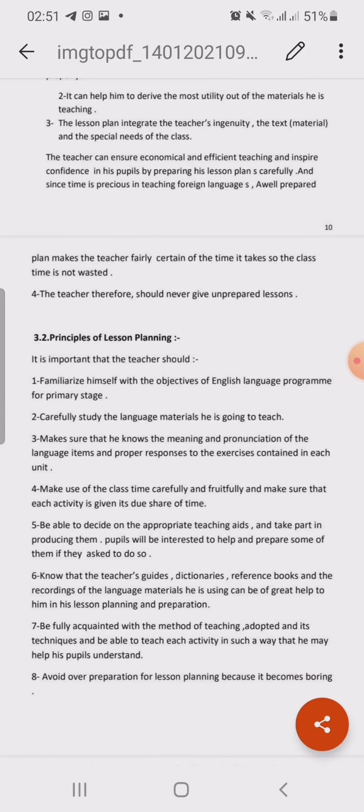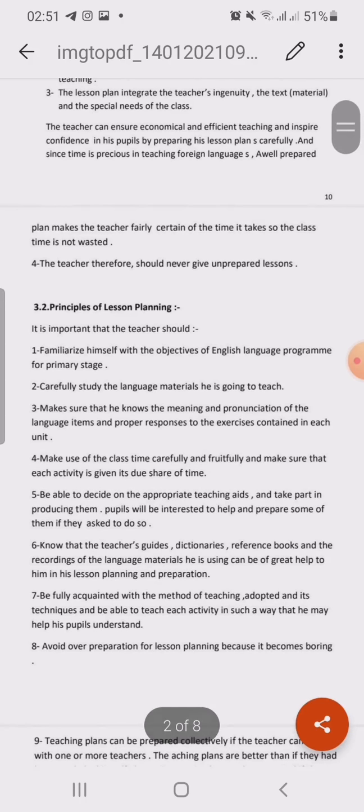يعني المعلم اللي يعد الخطة مسبقا يعرف ايش قد راح تخلص المحاضرة، الوقت اللي راح تاخذه حتى تخلص المادة. Number 4, the teacher therefore should never give an unprepared lessons. يعني ولهذا المعلم لازم أبد ما ينطي محاضرة غير معد لها مسبقا، يعني ما عنده بها خطة درس.